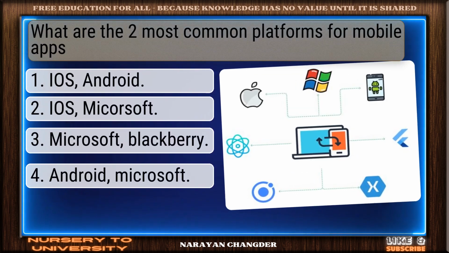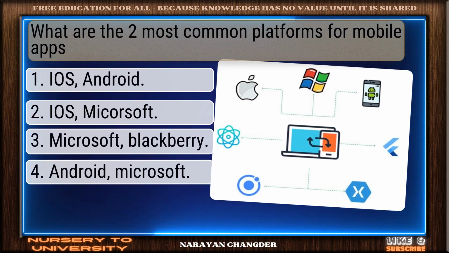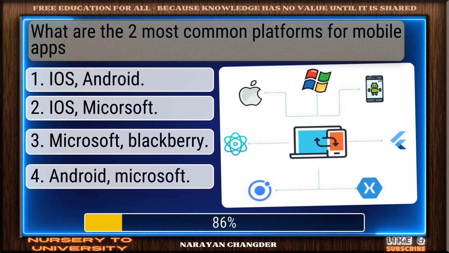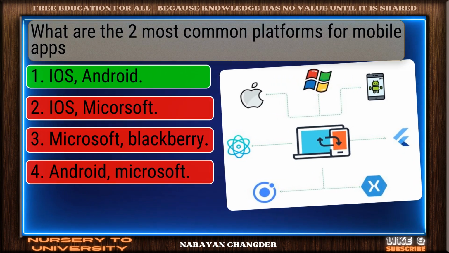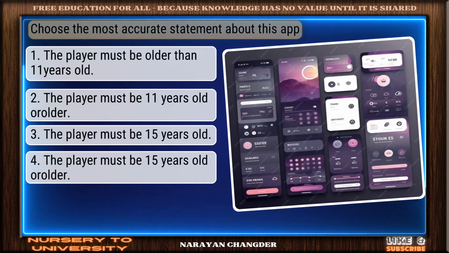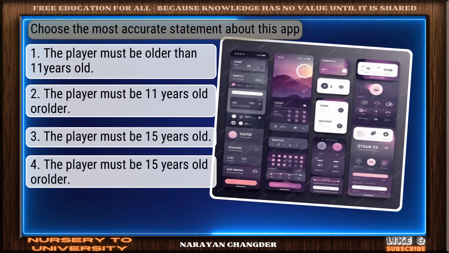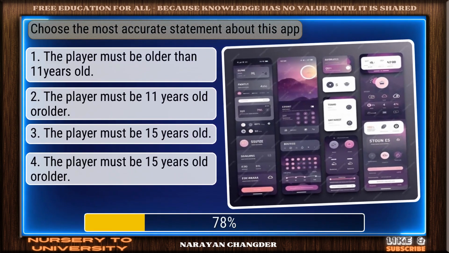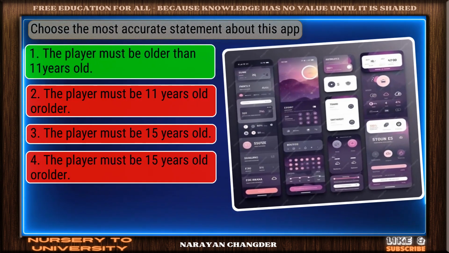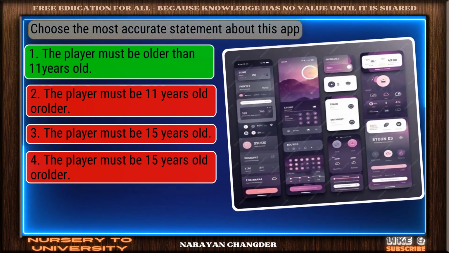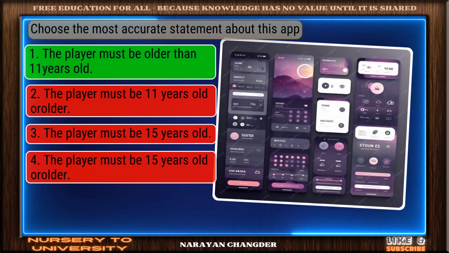Question number 40. What are the two most common platforms for mobile apps? Right again, iOS and Android is a valid answer. Question number 41. Choose the most accurate statement about this app. Strong choice. The player must be older than 11 years old is the right answer.